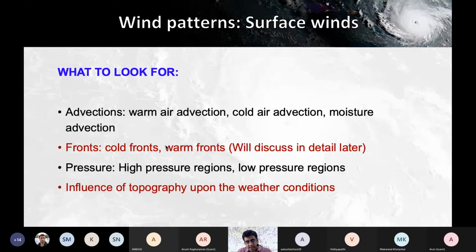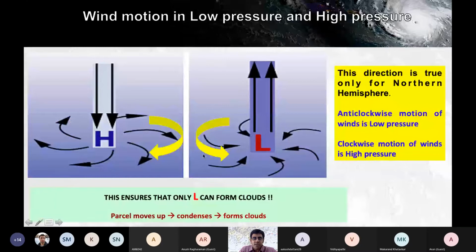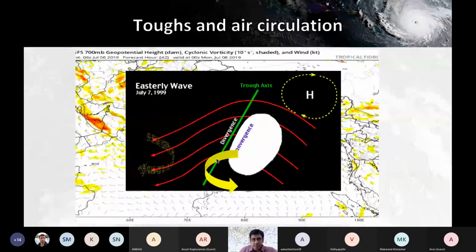So you're on the lookout for these patterns because you want to look out for fronts. A front is nothing but the line between cold and warm air. We will discuss this in detail in the upcoming slides. And the surface level wind pattern also tells me whether it is high pressure or low pressure. Going back to this slide, the motion of the winds will tell me whether a low pressure is there or high pressure is there. Whether the winds are clockwise or anti-clockwise will tell me whether a low pressure is forming or a high pressure is forming.